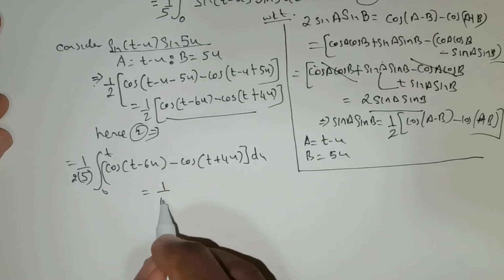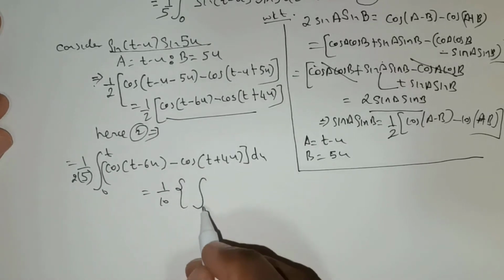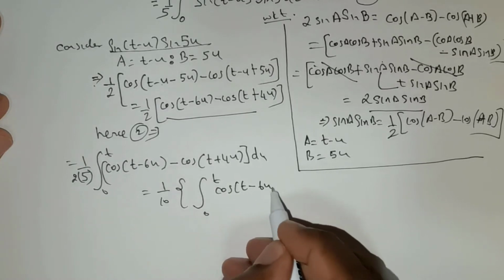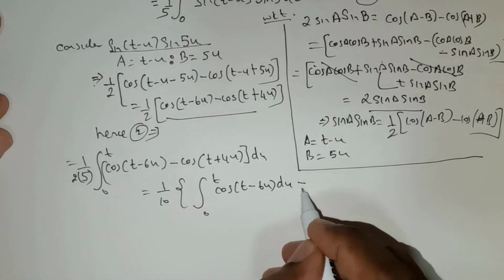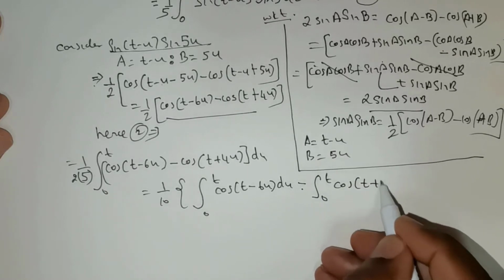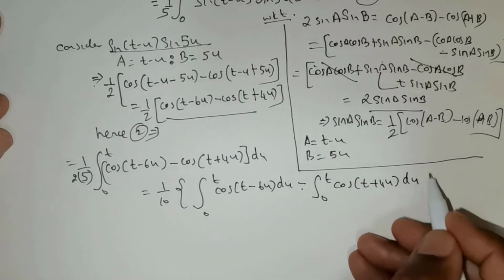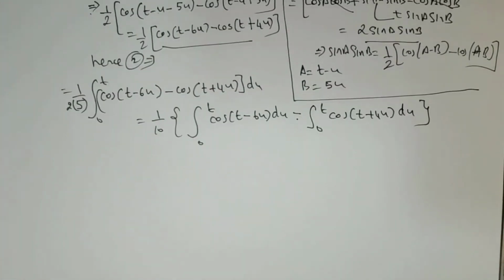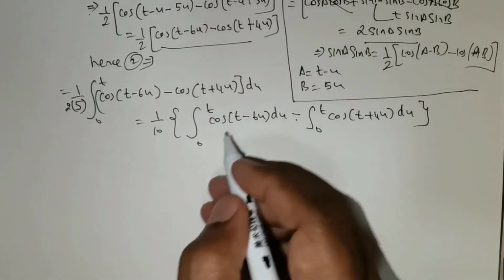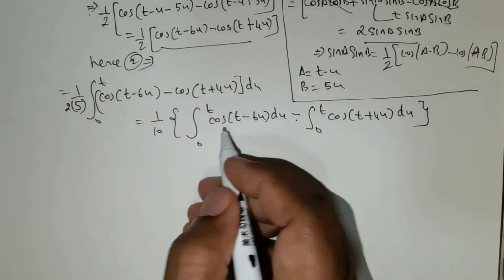Now I can rewrite this as 1 over 10 integral 0 to t cos of t negative 6u times du negative integral 0 to t cos of t positive 4u times du. So this is what we have got. Now let's see how to integrate this one.